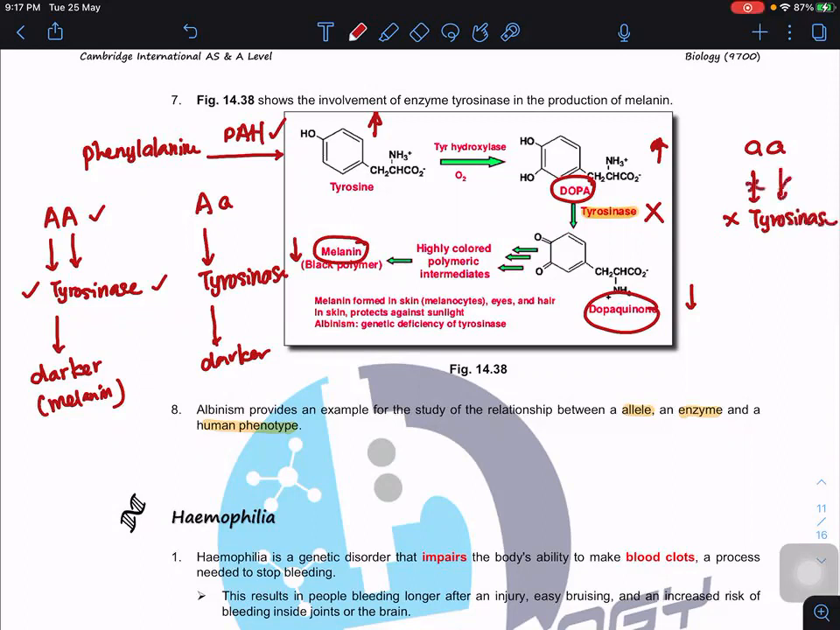You don't have it. So therefore, in terms of skin pigmentation, we'll have low melanin production. So it gives us different phenotypes, in this case, lighter skin. This is how we relate the allele with the enzymes and also the human phenotypes based on skin pigmentation.